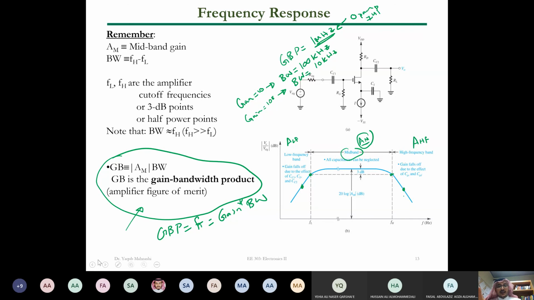For example, you design an amplifier to have certain... Oh, it is 52. Okay, we are wrapping up, guys.